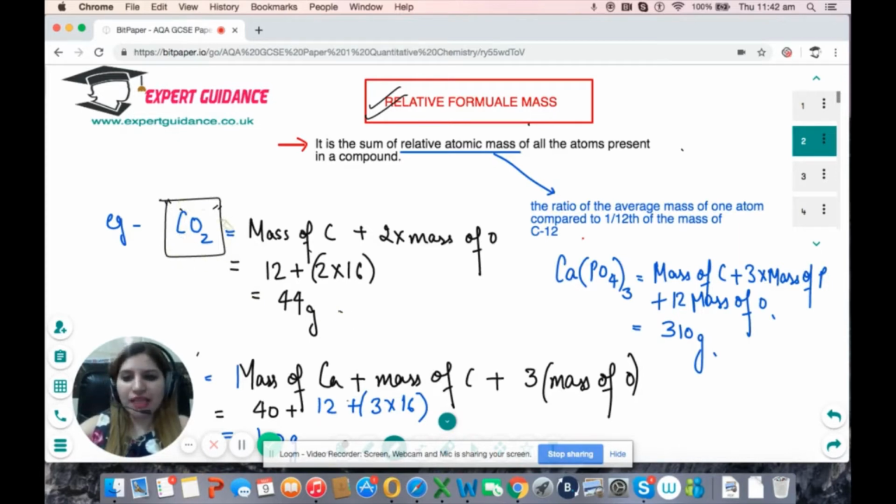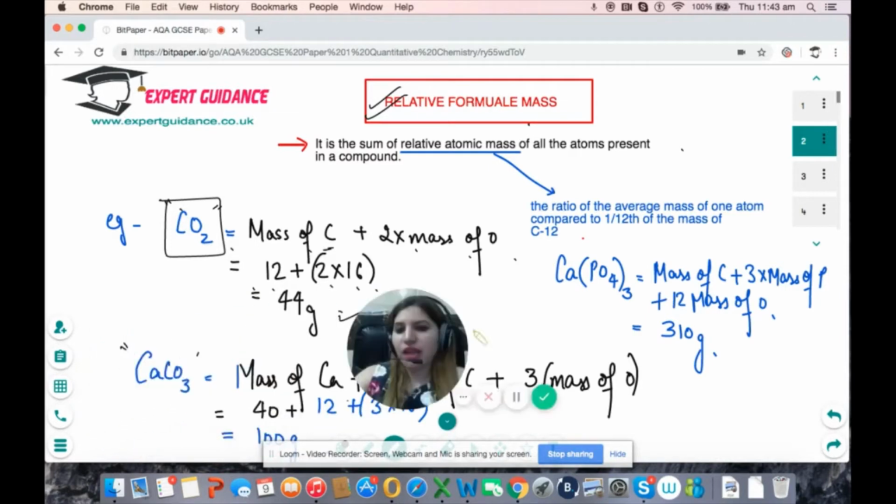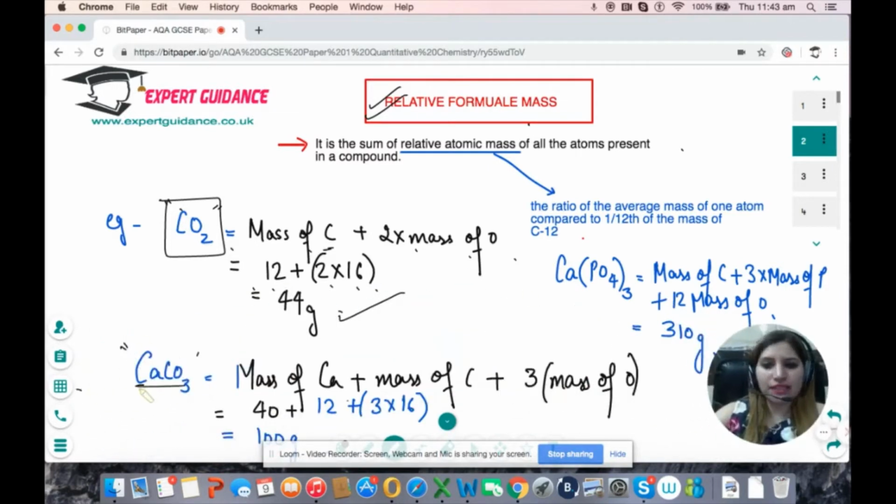So how many atoms are there in carbon dioxide? It's mass of carbon plus 2 times the mass of oxygen. So there's double oxygen. So you look at the periodic table, the atomic mass of carbon is 12, oxygen is 16. So 16 times 2 is 32 plus 12 is 44 grams. If you're given calcium carbonate, CaCO3, so that is mass of calcium plus mass of carbon plus 3 times the mass of oxygen, which is 100 grams.